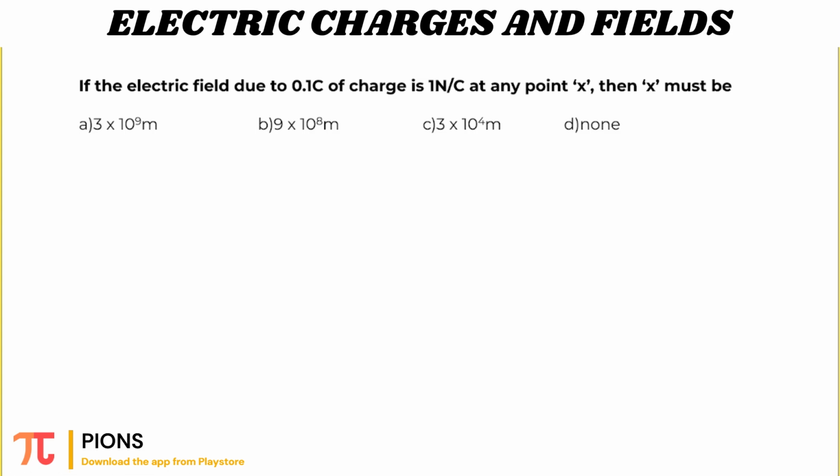If the electric field due to 0.1 coulomb, so Q here is 0.1 coulomb, charge is 1 newton per coulomb. That's our electric field. So E is equal to 1 newton per coulomb at any point X. So we have to find the distance. R is nothing but X. So E will be equal to K Q over R square. E is nothing but 1. K is nothing but 9 into 10 to the power 9 into Q. Q is 0.1 whole divided by X square.